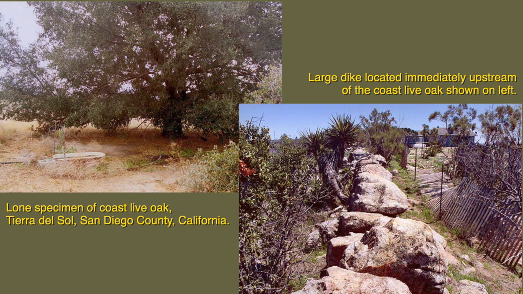Another example of the connection between geologic features, groundwater, and vegetation in an upland environment is the lone specimen of coast live oak shown here. This large tree sits next to a spring. Note the dark spot in the foreground and the bathtub, located at the western downstream edge of the large dike shown on right.